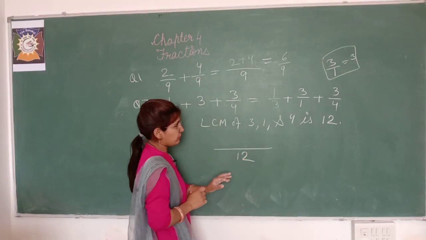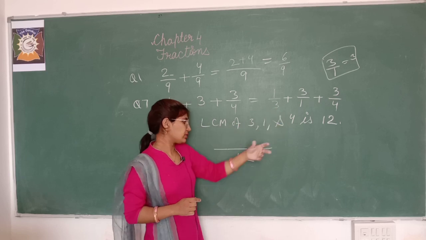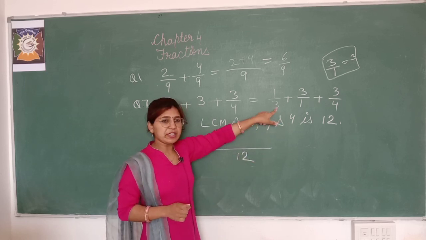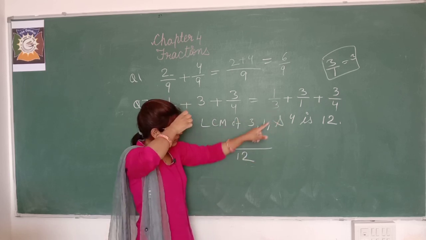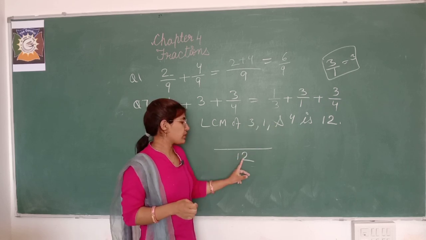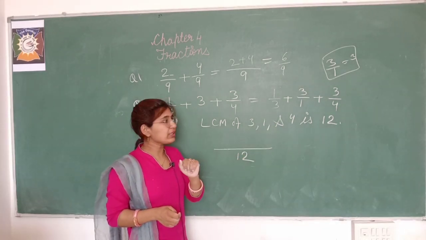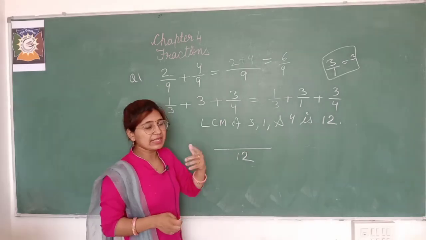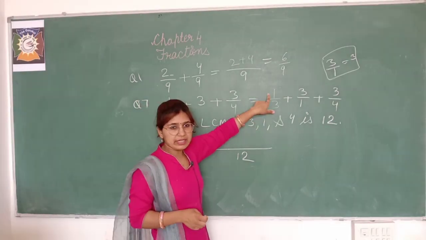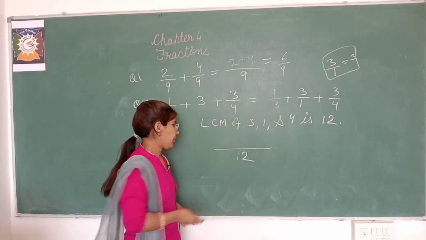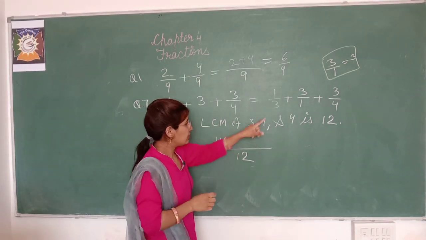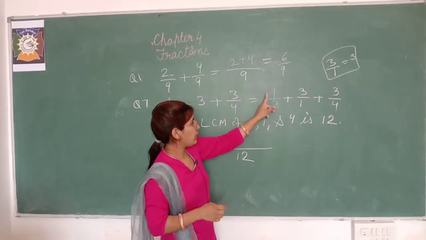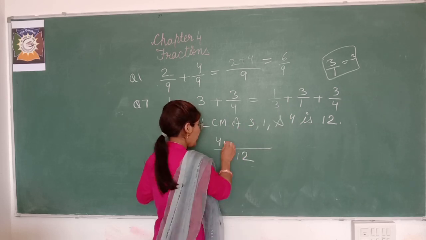And after doing this, what will we do? We will divide this common denominator with the denominator of the given fraction. See bachche, 3 4s are 12. 3 4s are 12, 4 we get. After getting the quotient, what will we do? We multiply that quotient with the given numerator. That is 4 into 1, 4. Okay bachche, what had I done? 3 4s are 12. 4 into 1, 4. Symbol of plus I have to put here.